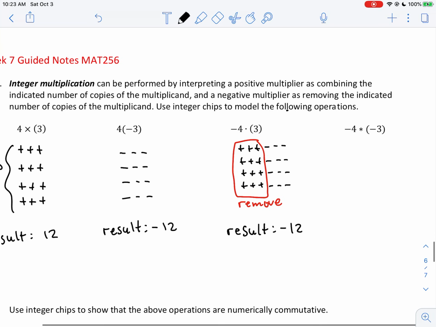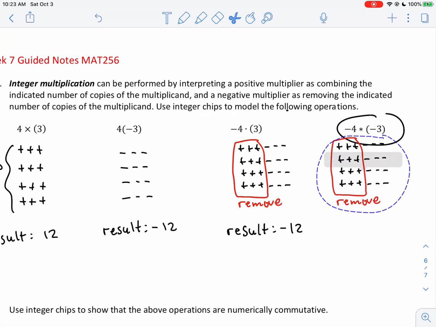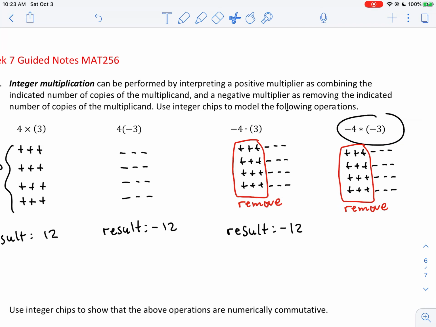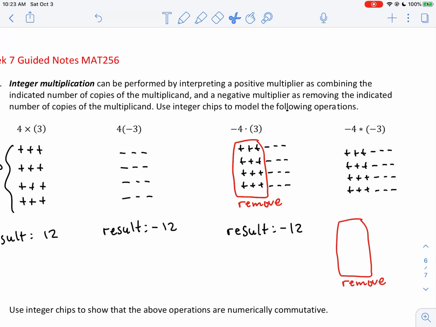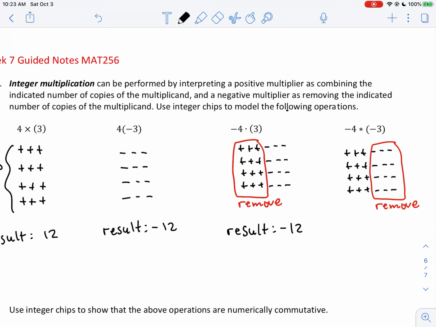So there's a variety of ways you might want to think about a negative multiplier. This one here, when I see negative 4 times negative 3, I'm thinking I'm going to remove 4 copies of negative 3 from 0. So I'm going to copy this again. But this time, there's my 0 right there, and I'm going to remove 4 copies of negative 3. So I'm going to remove those actually this time. And the result is positive 12.